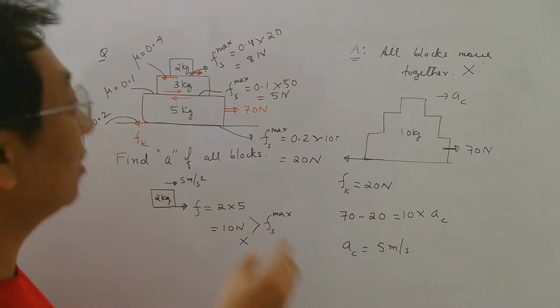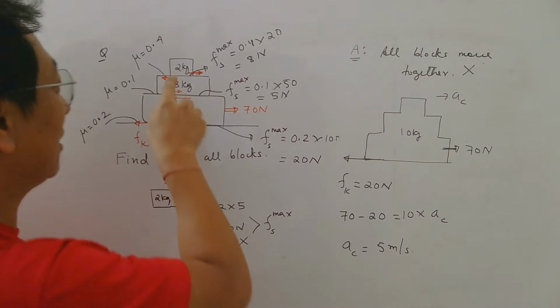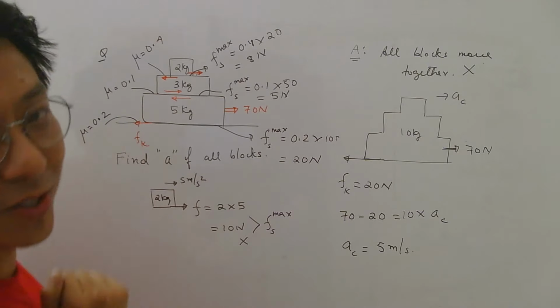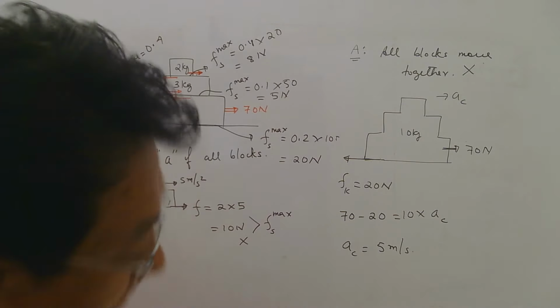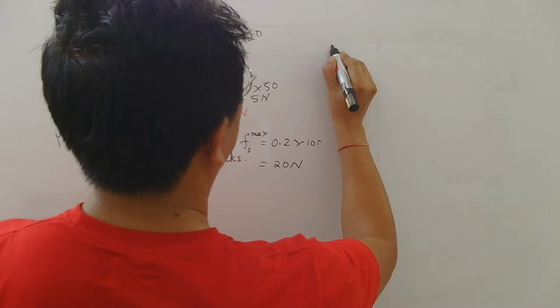Or it is possible all are moving with different acceleration. So here also kinetic, here also kinetic. Here we already know it is kinetic. So we have to check for all, right? Now let us check the next assumption.